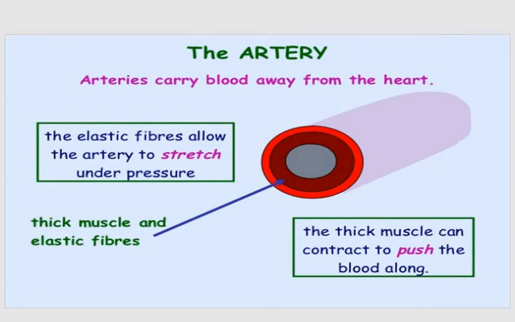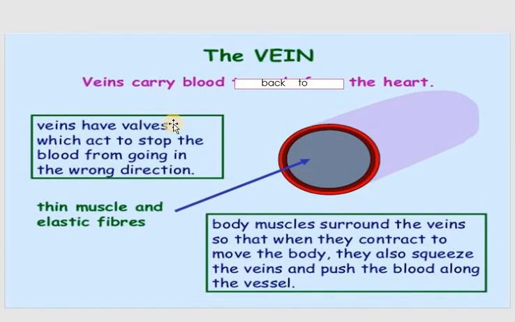Now second one is vein. Veins are the tubes that carry blood back to the heart. The job of veins is to collect the blood from other parts of the body and carry it to the heart. It is also made up of muscles, but these muscles are thin, and elastic fiber as well. Body muscle surrounds the vein so that when they contract to move the body, they also squeeze the vein and push the blood along the vessel.